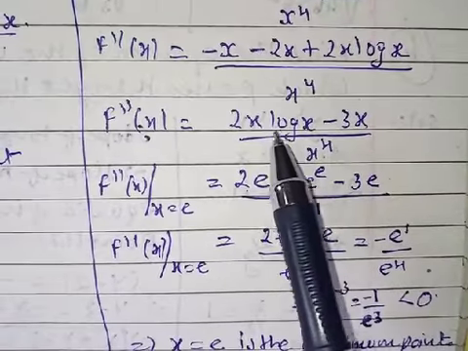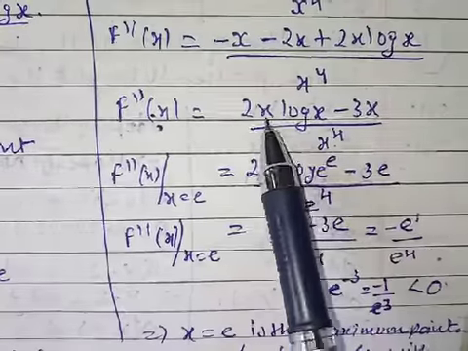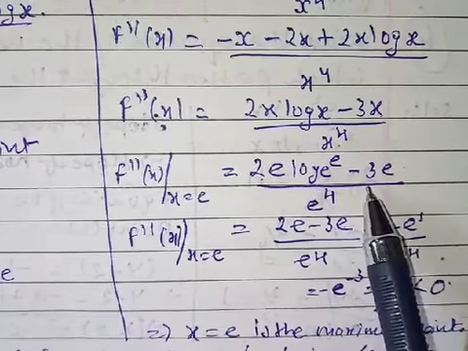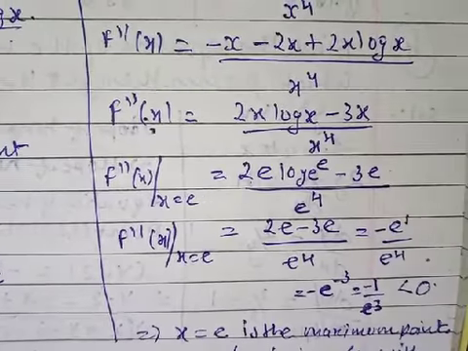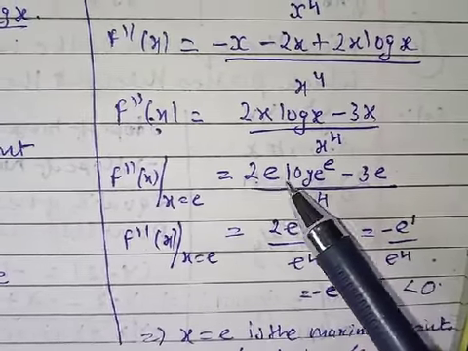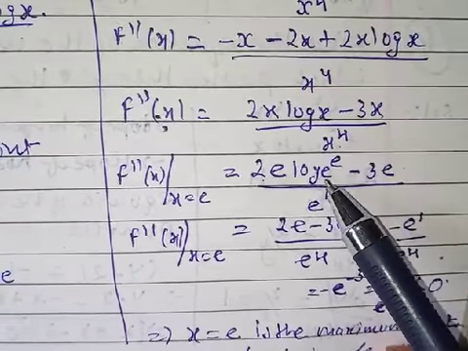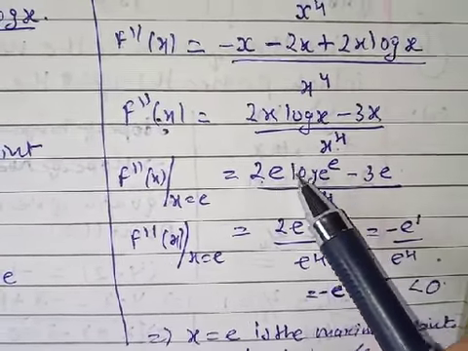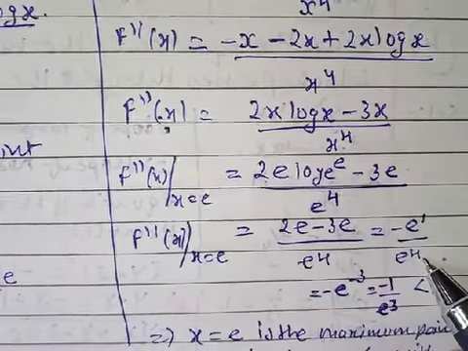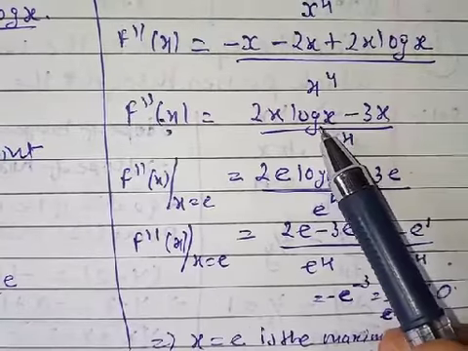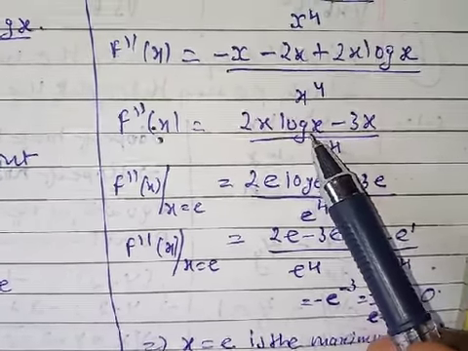Now simplifying, substitute the value of x, what did we get? e. So 2e log e minus 3e, understand? This e is actually taken, log e, the base is already e, so log e is 1, so this becomes 1, so 2e minus 3e, that is minus e, upon e to the power 4. You understand that this is log e, with base e; the base is not given, so it is considered as e.